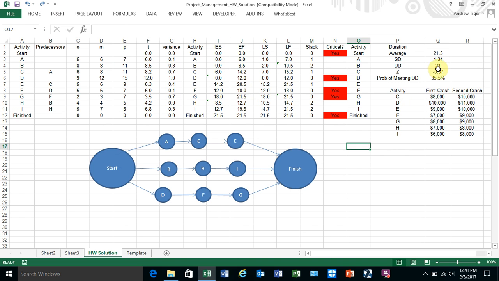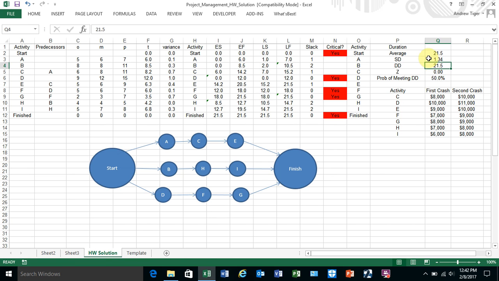Once we have this, I can calculate the average. The average is just one of those numbers. You would never try to have a due date equal to the average because the likelihood of meeting that is 50%. So don't quote the average. If the average time to complete the project is 21.5, don't say, hey, I'll be done in 21.5, because you're only going to be right half the time. You want to pick a due date that's further out there.